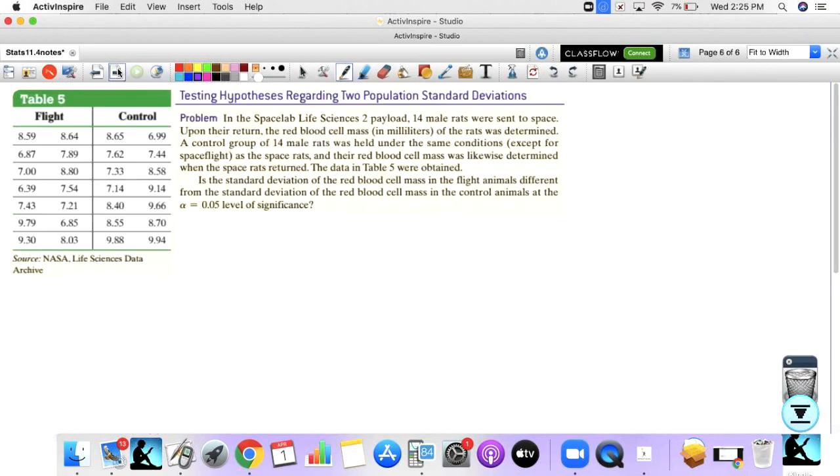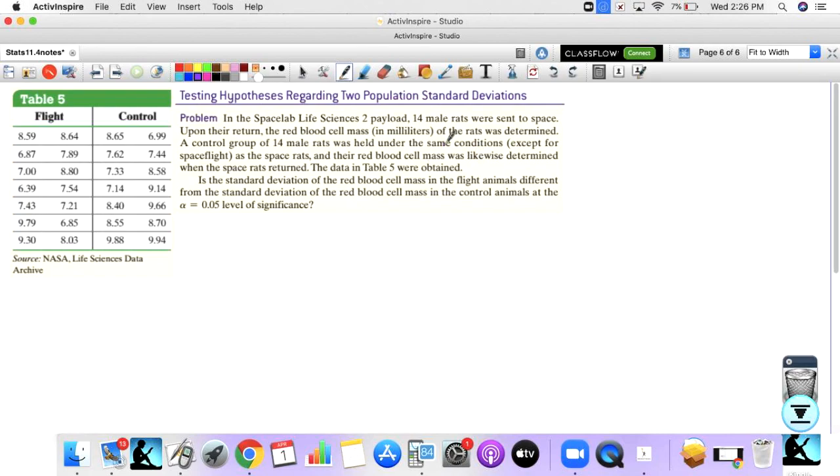Let's do another one of these using another set of data. So this problem is very similar to section 11.3. It's all about our mice again, right? And looking at their red blood count or red blood cell mass in milliliters. Looking at both a group that went to space and a group that stayed kind of on Earth, and they both had the exact same conditions, okay?